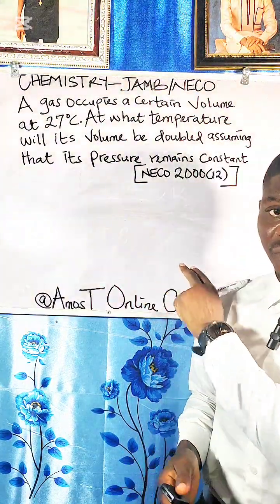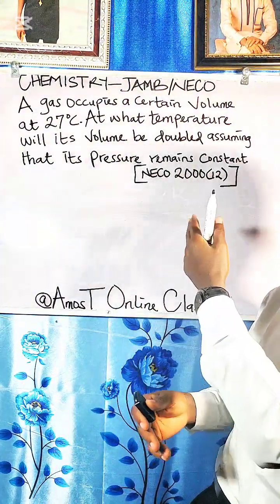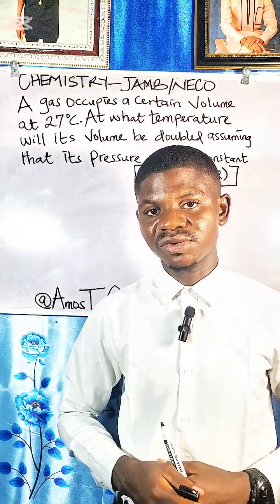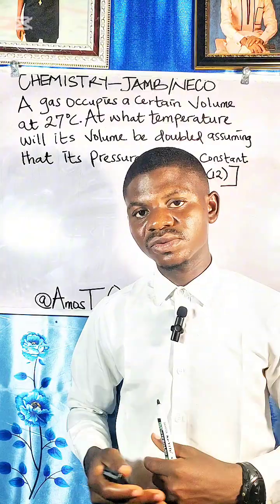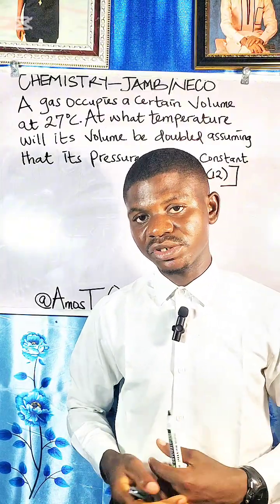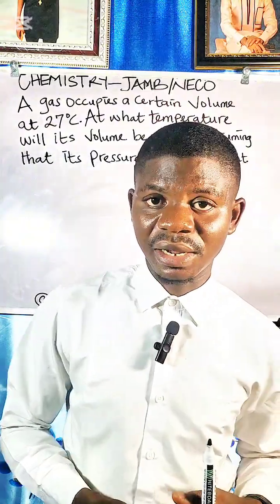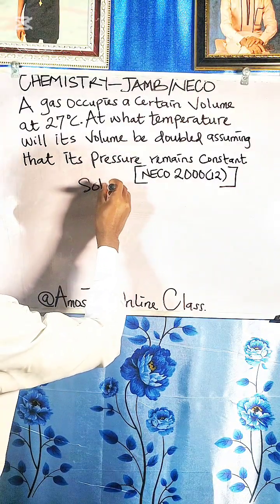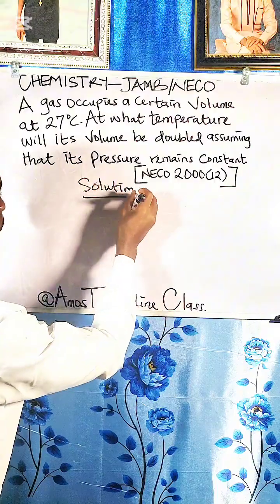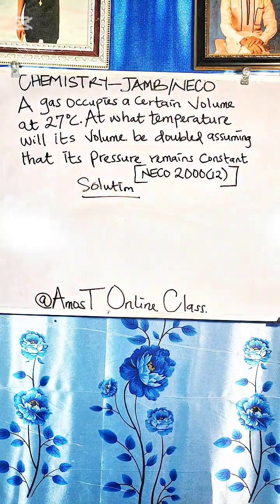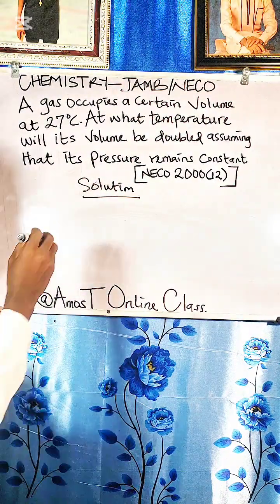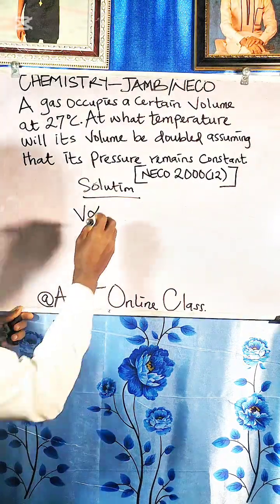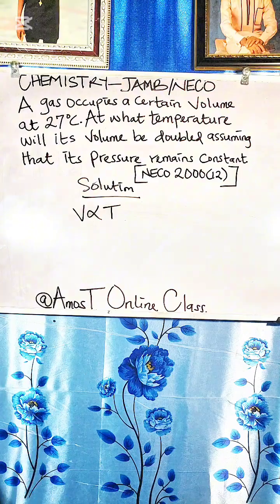Okay. Now, from this kind of question, they said we should assume that the pressure remains constant. That means we're using Charles law, because Charles law says that the volume of a fixed mass of gas is directly proportional to the absolute temperature, provided that the pressure is kept constant. Okay. Now, mathematically, Charles law can be stated as V being directly proportional to T.